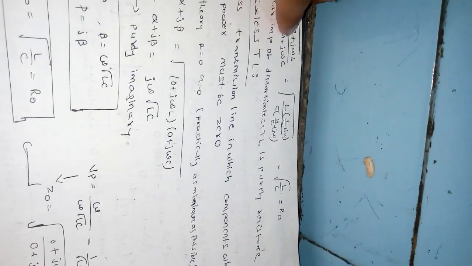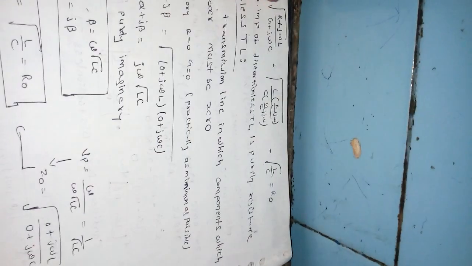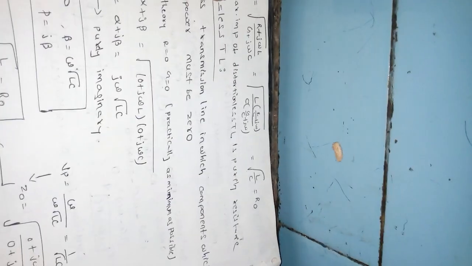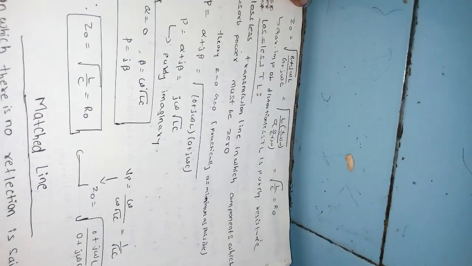Z naught equal to the characteristic impedance, under root Z by Y, where Z equal to R plus j omega L, and Y equal to G plus j omega C. Taking L common in one and C common in the other, these terms cancel because they are equal. So Z naught equal to under root L by C, that is purely resistance. The characteristic impedance of a distortionless transmission line is purely resistance. What is that? Z naught equal to under root L by C.